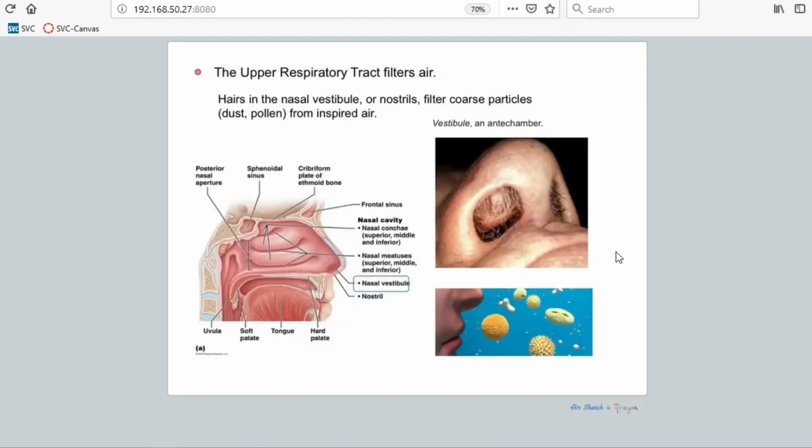So what does the upper respiratory tract do? The upper respiratory tract filters air, and it has a few different mechanisms to do this. Well, right off the bat, here we have the nose, and this is what we call the nasal vestibule. There's a bunch of coarse hairs in those nostrils, and what those do is they filter particles. Particles go through there and they get stuck in that nose hair, and that prevents it from getting further down the respiratory tract.